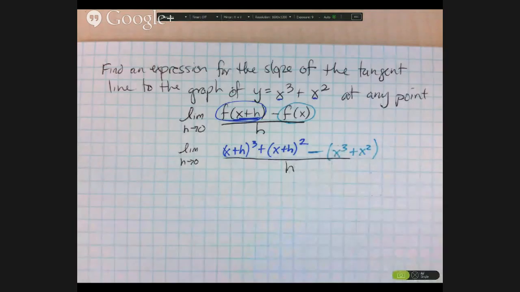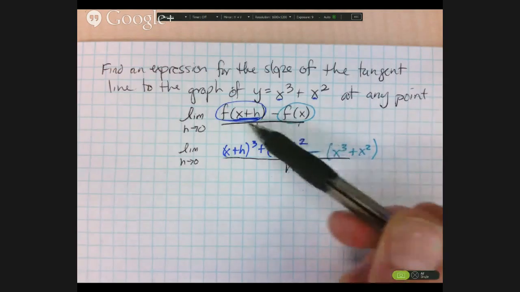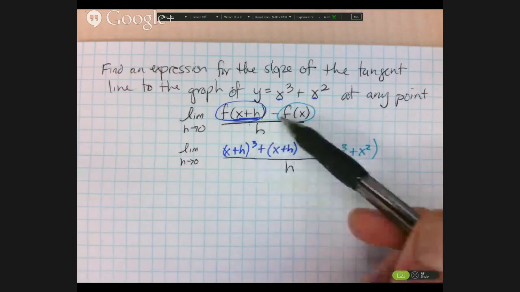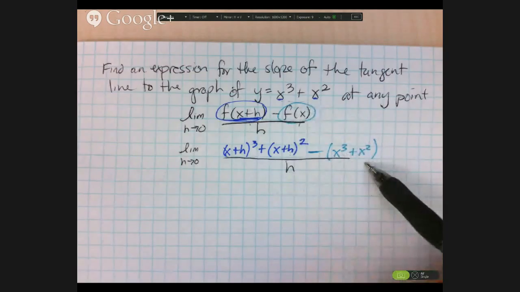You'll come up with an expression. This one, the answer is going to be 3x squared plus 2x. That's our expression at any point. I'll show you the algebra to get to that. Because I'm subtracting f of x. So here I have the x plus h in it, minus the actual function f of x, right?